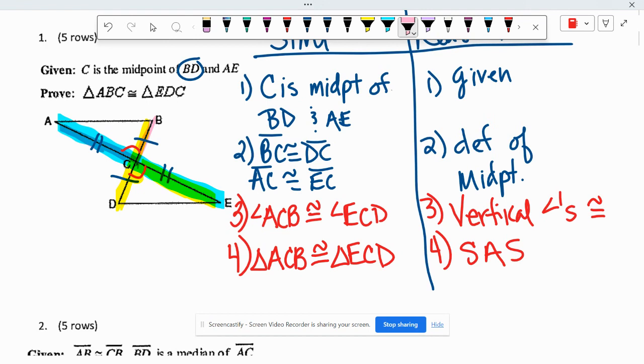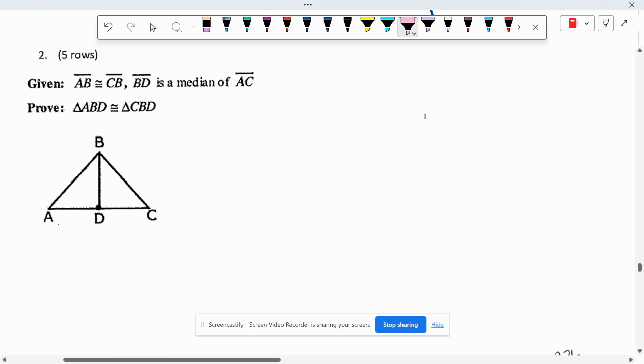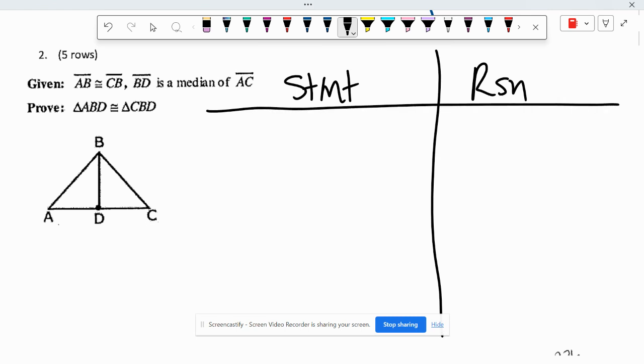Questions? Let's go to the next one. What do we have to start with? Yeah, statement and reason. Okay. Statement number one. What does statement number one say? Well, it says that AB is congruent to CB. That is our given. And then I'm going to mark it.